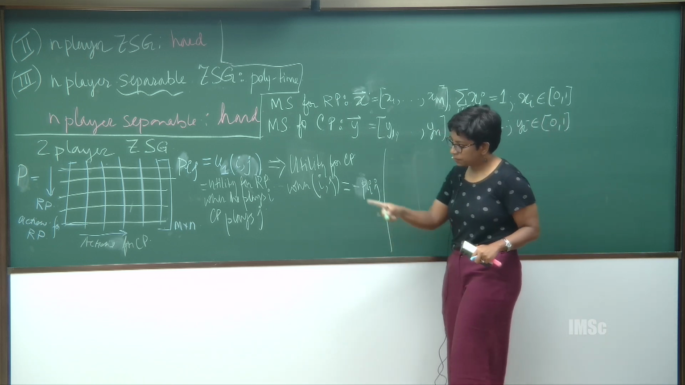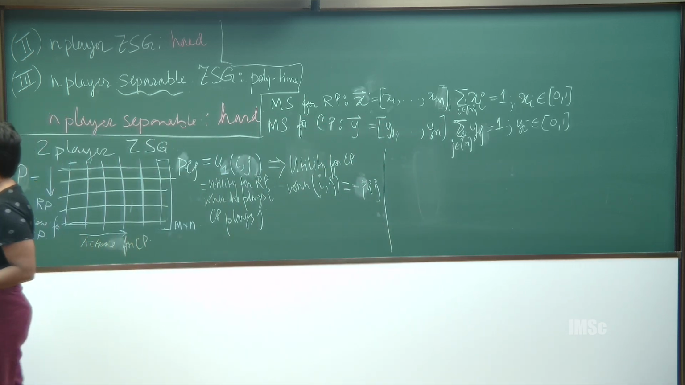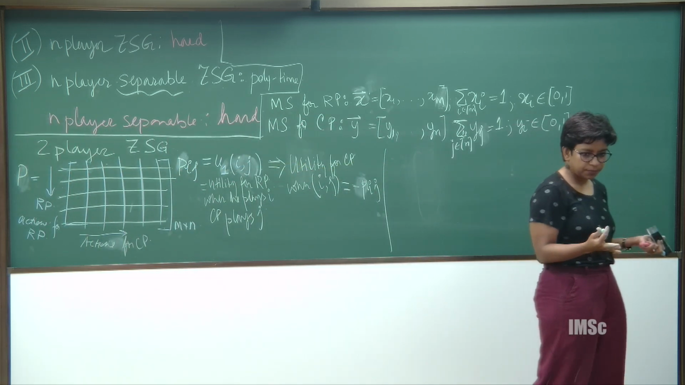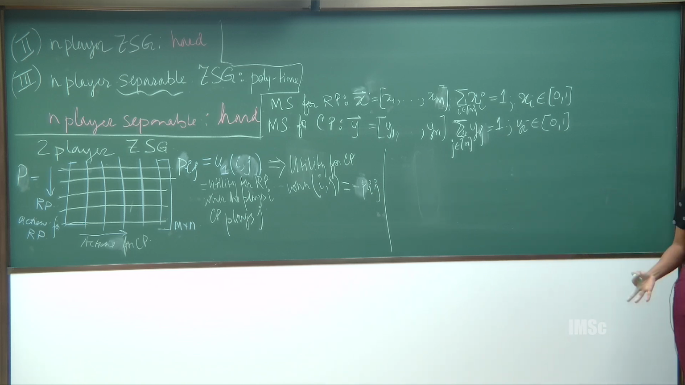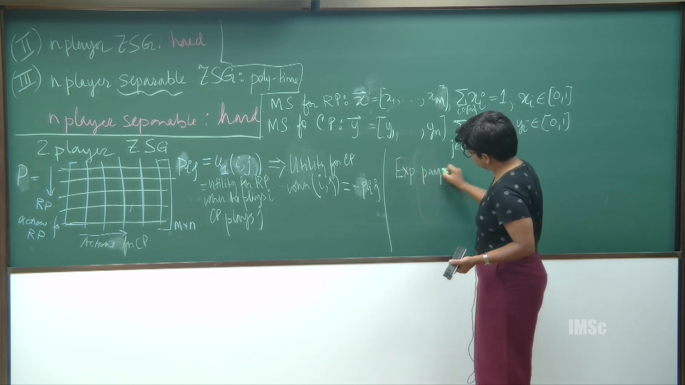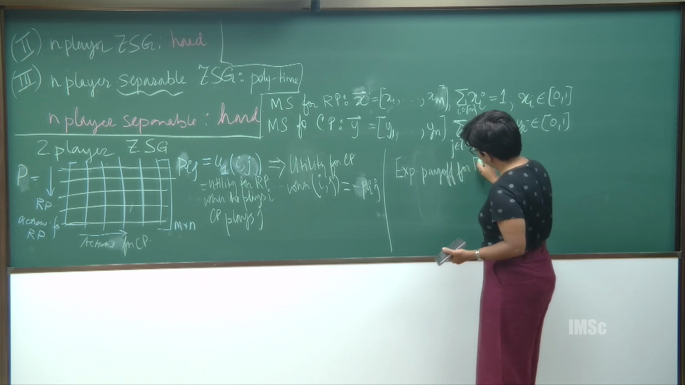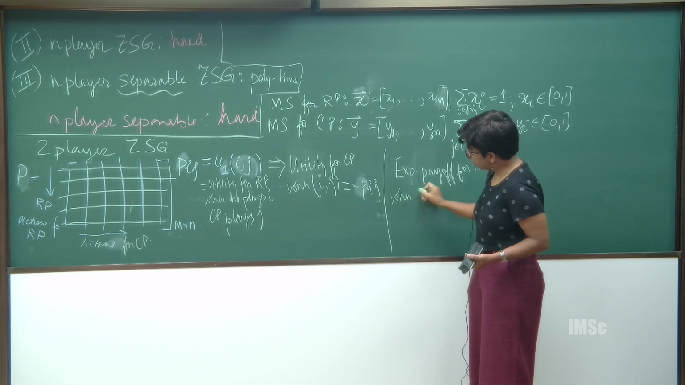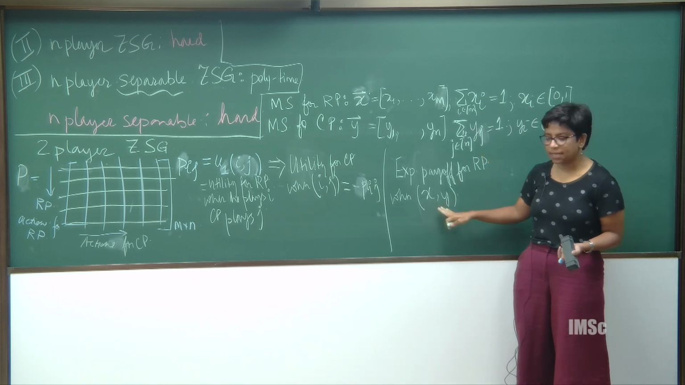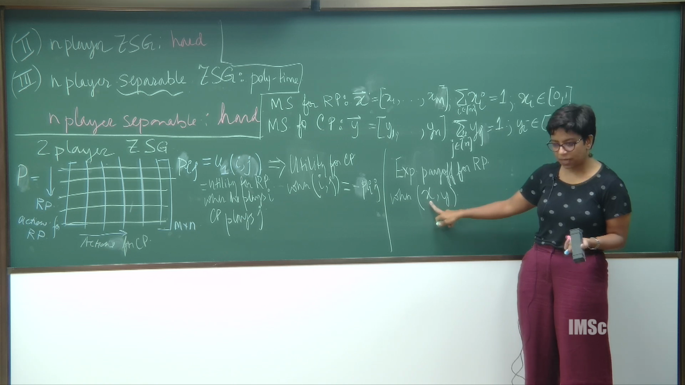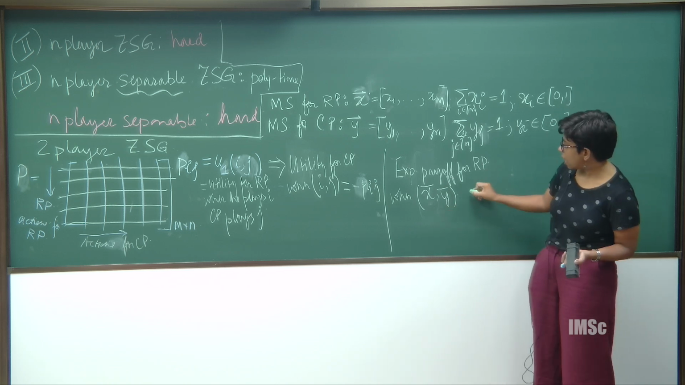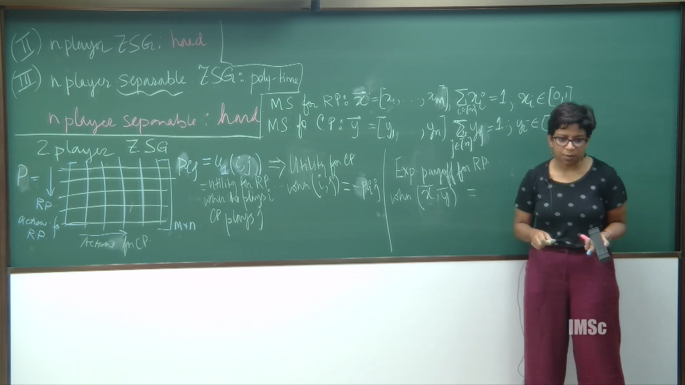So what should be the expected payoff of the row player when the row player is playing strategy x and the column player is playing strategy y? So, expected payoff for the row player when the mixed strategy profile x and y is played. This notation means the row player is playing x, I can put a vector sign here, and the column player is playing y. So what is the mathematical expression for this?